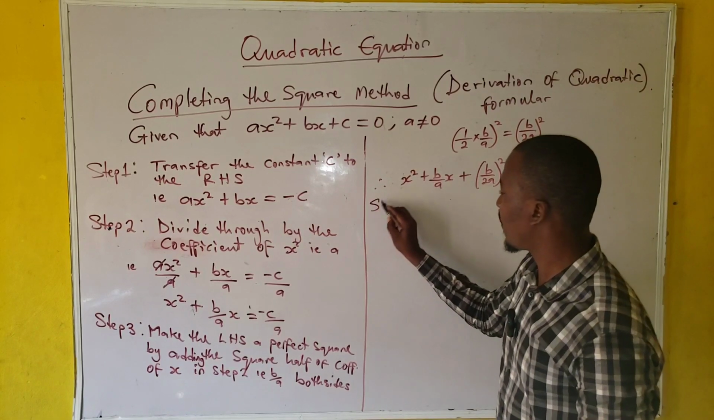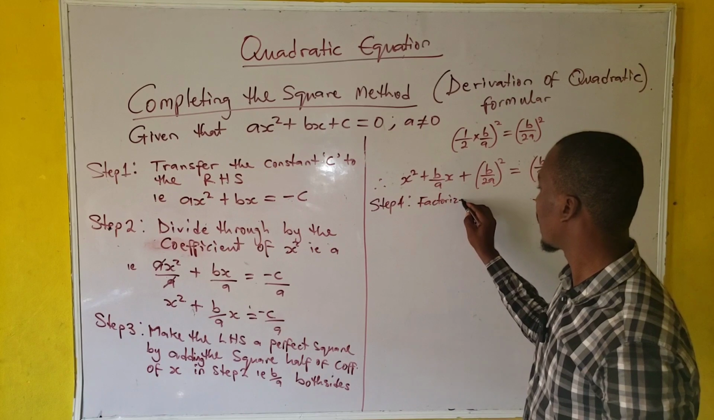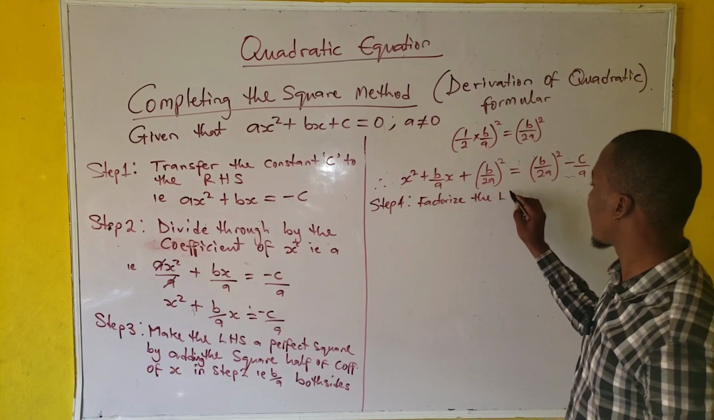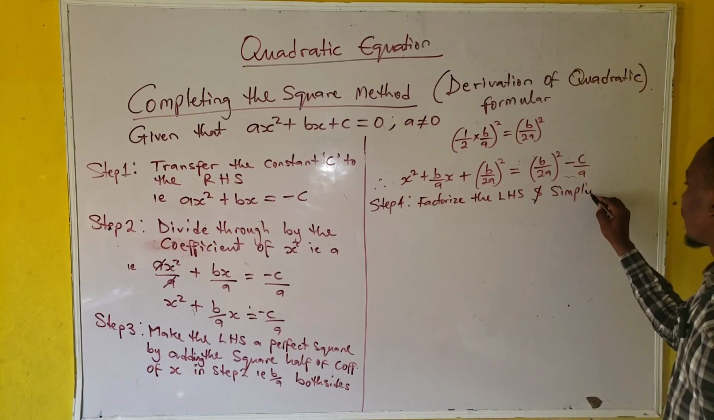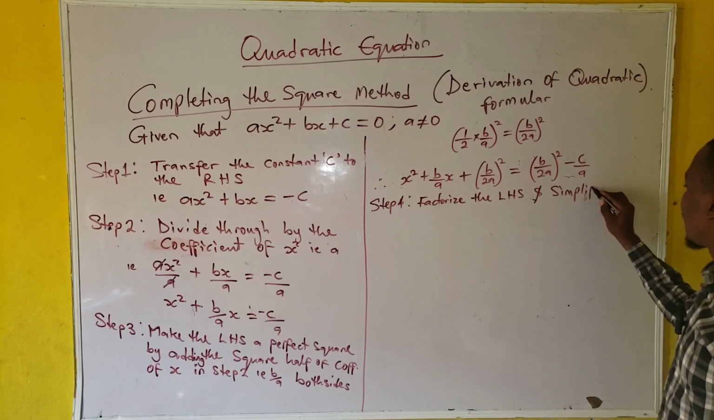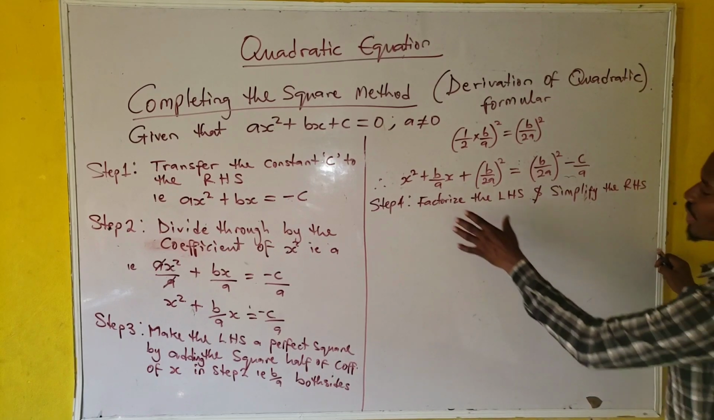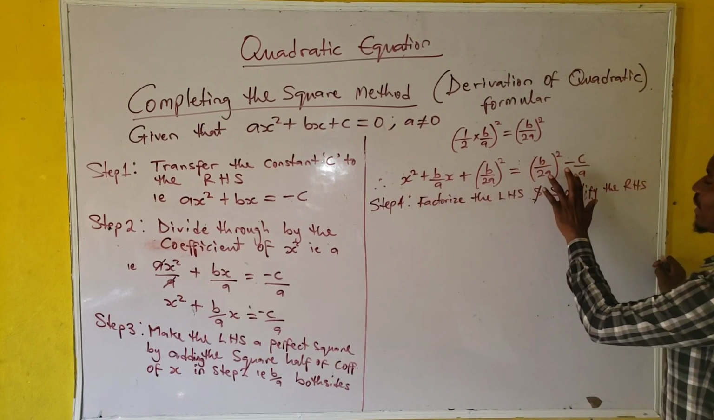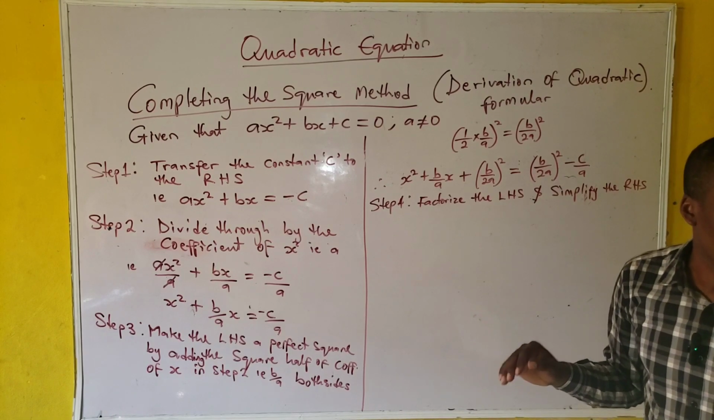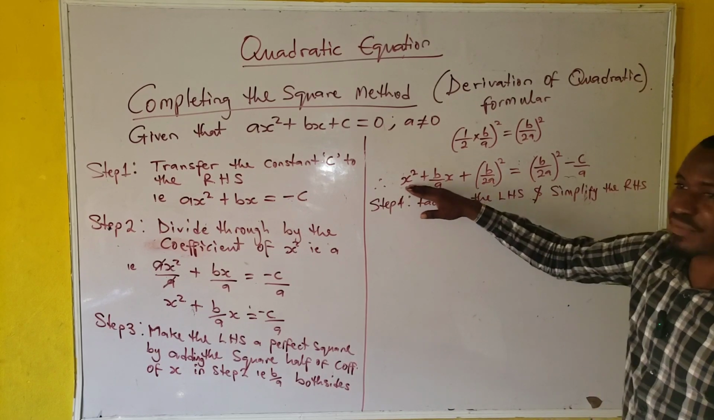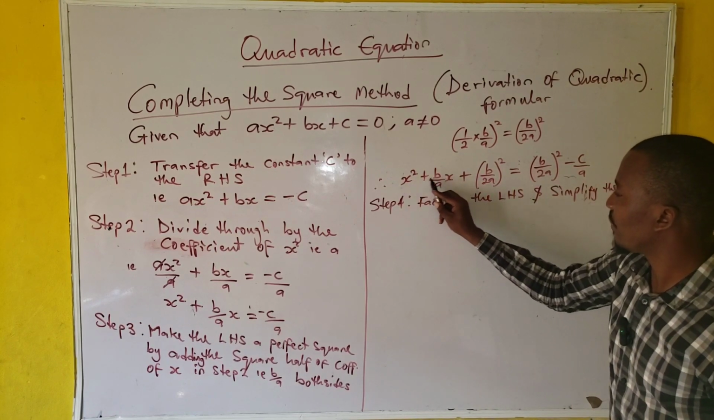So step 4: factorize the left hand side and simplify the right hand side. Okay, so we need to factorize the left hand side and we need to simplify the right hand side, and it's a very simple thing to do. I don't want us to start the process of factorization in the left hand side, but there's a simple thing to do. Pick the variable you have.